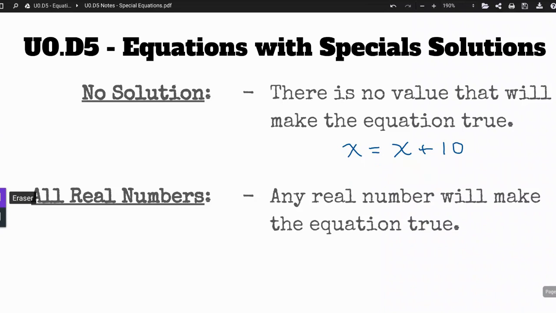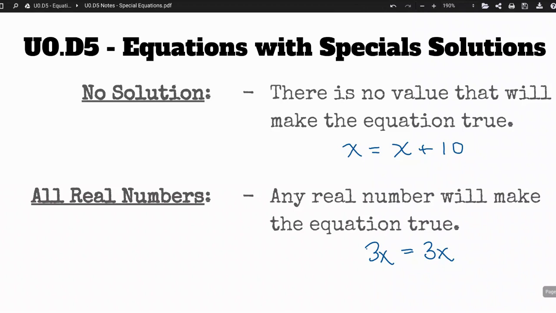The other type of equation are the ones that have all real numbers as solutions. In other words, any real number will make the equation true. And that's exactly like we saw on that previous example that said 3x equals 3x. Because 3 times a number will equal 3 times that exact same number. Any value for x will make that equation balance out.